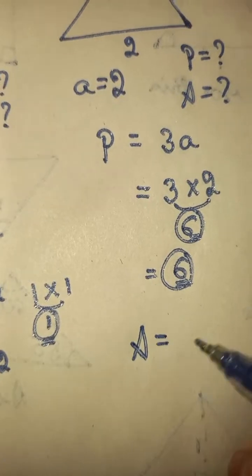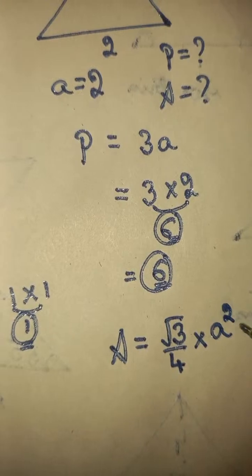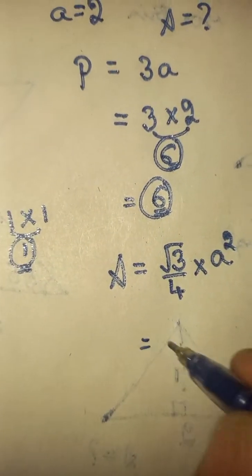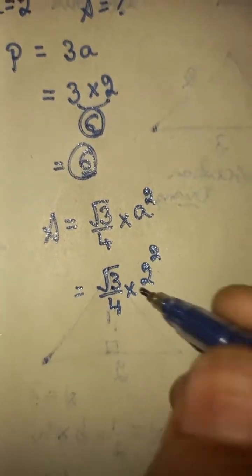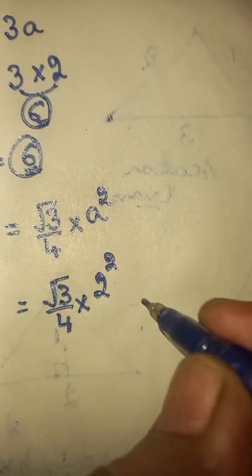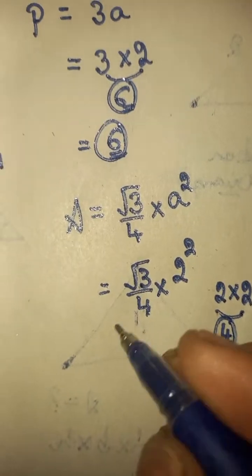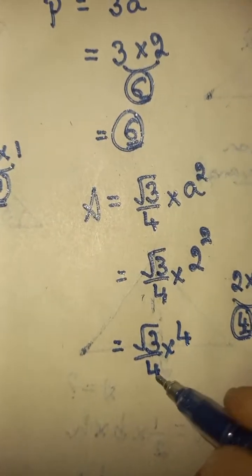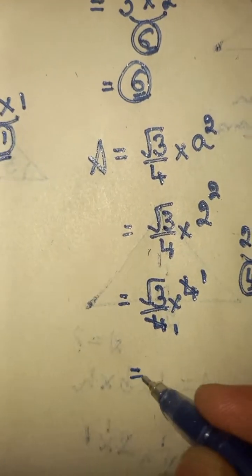Area of this triangle can be written as root 3 by 4 times a square. a is the side length, it is 2 units, so it becomes root 3 by 4 times 2 square. Here 2 square you can write as 2 times 2, which is 4. So this is going to become root 3 by 4 times 4. You can divide the denominator and numerator. It becomes root 3 times 1, which is root 3 square units.